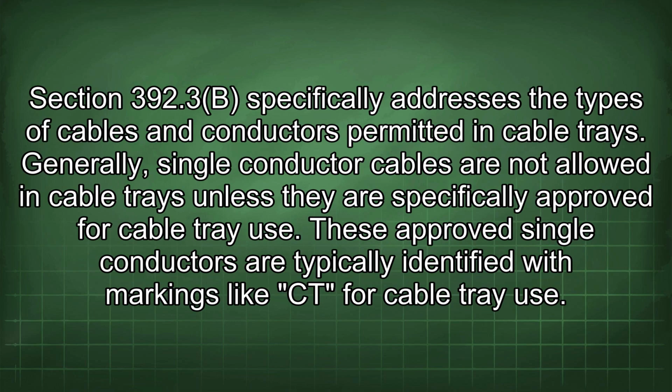Section 392.3b specifically addresses the types of cables and conductors permitted in cable trays. Generally, single conductor cables are not allowed in cable trays unless they are specifically approved for cable tray use. These approved single conductors are typically identified with markings like CT for cable tray use.